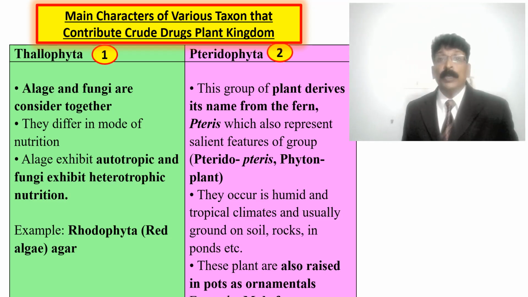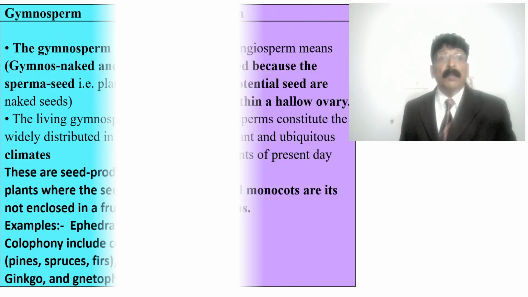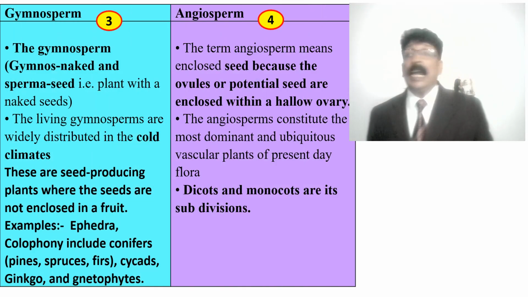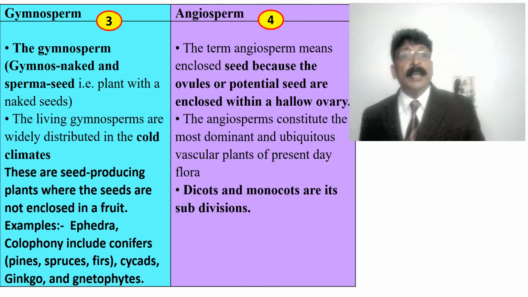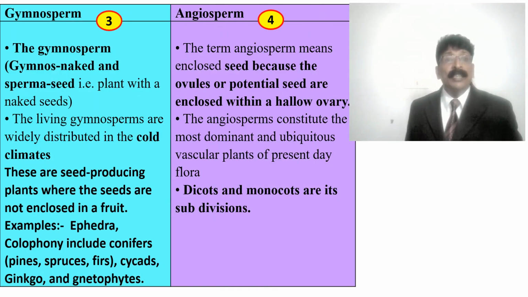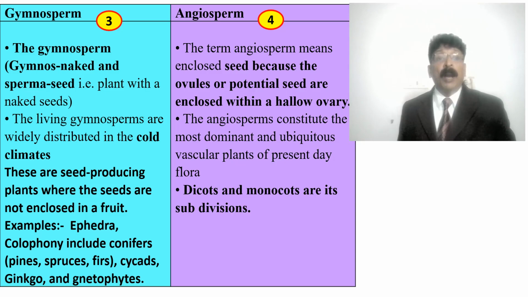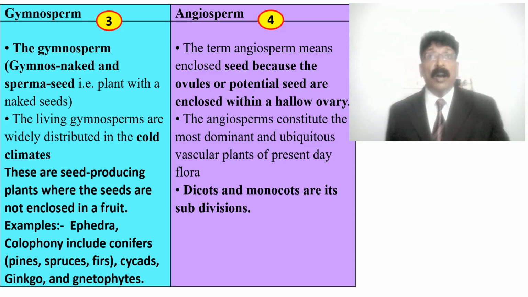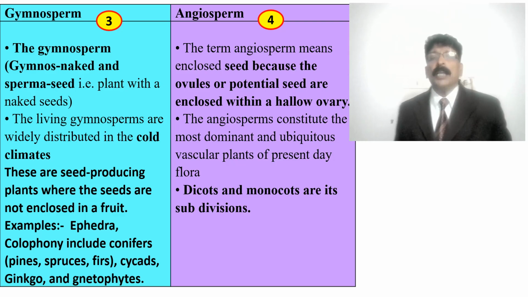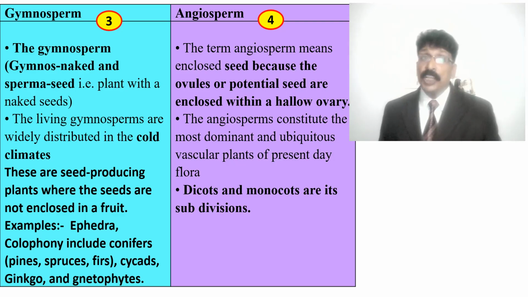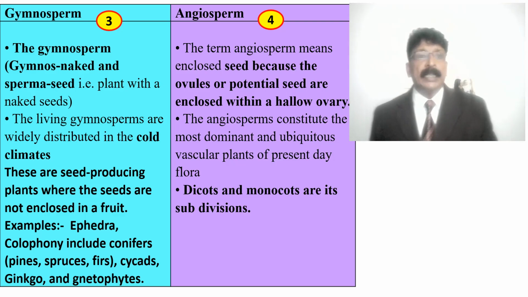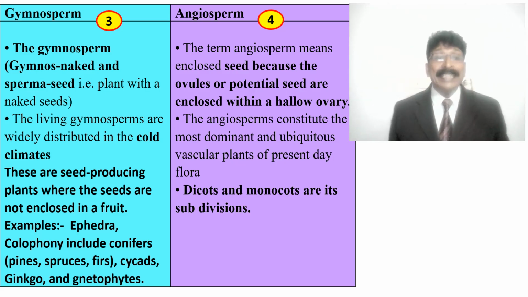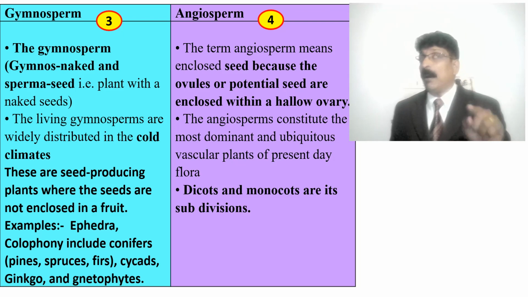So number 1, Thallophyta. Number 2, Pteridophyta. Number 3 is gymnosperm. And number 4 is angiosperm. Gymnosperm: gymnos, naked, and sperma, seeds. That is, plants with naked seeds or exposed seeds. The living gymnosperms are widely distributed in cold climates. These are seed producing plants where the seeds are not enclosed inside a fruit.